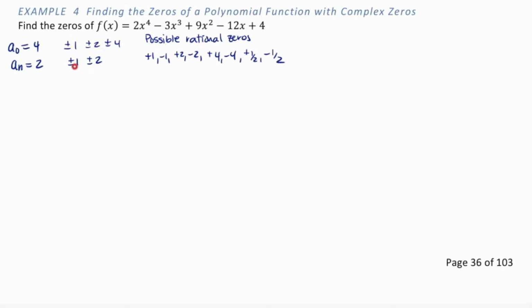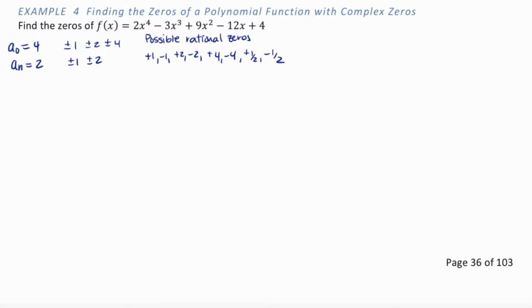So 1 over 1 gives us 1. Negative 1 over 1 or 1 over negative 1 gives us negative 1, and so on. You can take a look at this yourself. 1 over 1, 2 over 2, 4 over 1, 1/2. 2 over 2 is just going to give us plus minus 1 again, and plus minus 4 over plus minus 2 will just give us the positive and negative 2. So these are all our possible rational zeros.